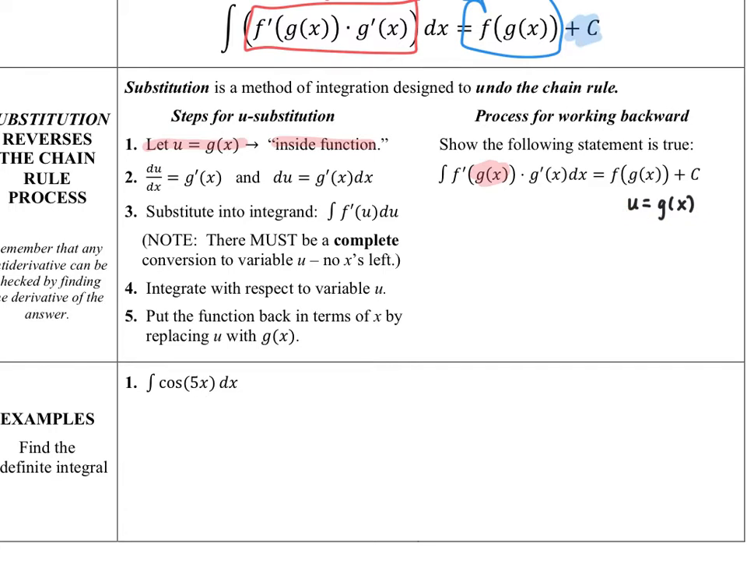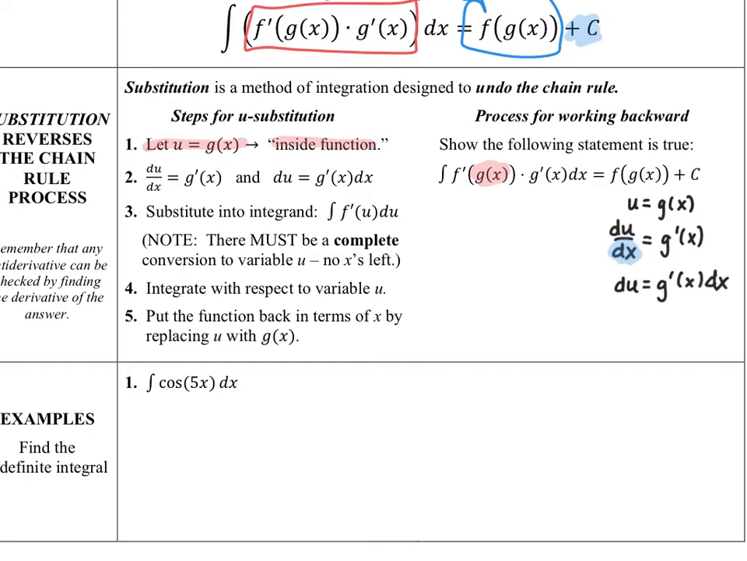So I'm going to look here. I'm going to do that derivative of u with respect to x. I'm going to use that Leibniz notation. And I know the derivative of g of x is g prime of x. The next thing I'm going to do is take this dx, it's called a differential, it's on the bottom, and I'm going to multiply it to the other side.